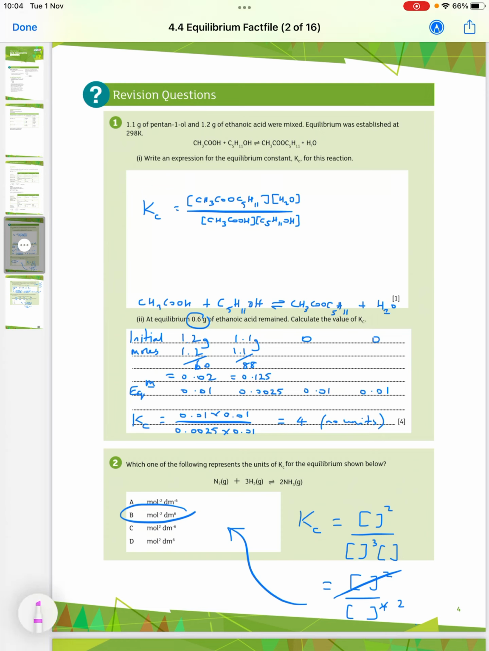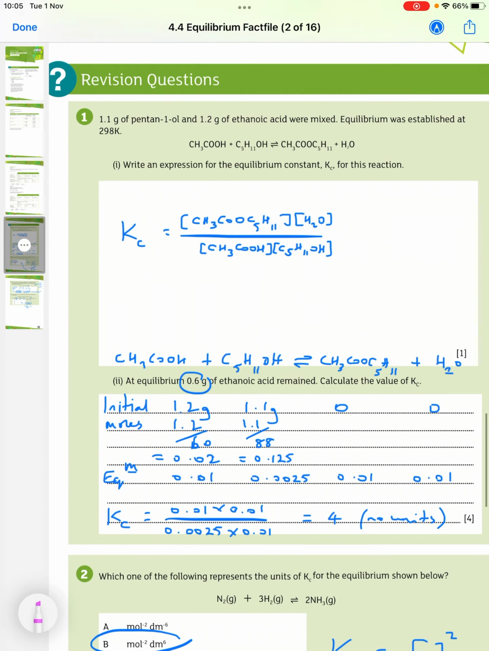This is the fact file answers for topic 4.4 equilibrium in CA chemistry. So, question 1, 1.1 grams of pentanol and 1.2 grams of ethanoic acid were mixed. Equilibrium was established at 298 Kelvin. The equation for that, CH3COOH plus C5H11OH in a reversible reaction produces CH3COOC5H11 plus H2O. Write an expression for the equilibrium constant Kc for this reaction.